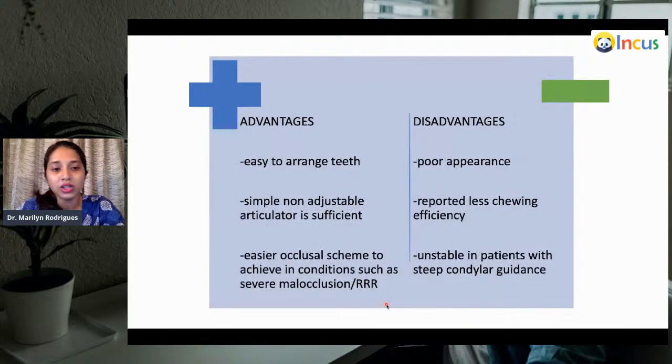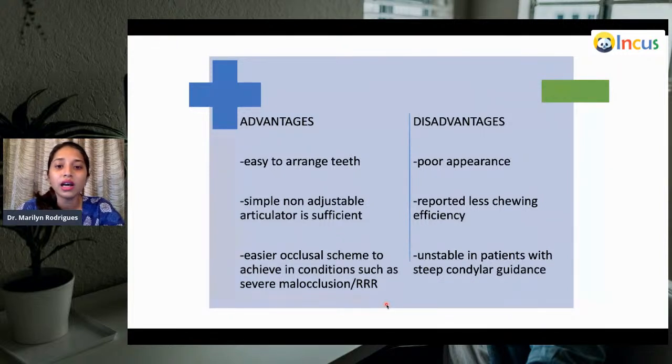Now, what are the advantages? Basically, the advantages of monoplane occlusion are that it's very easy to arrange. It is simple, and a non-adjustable articulator is sufficient. It is an easier occlusal scheme to achieve in severe malocclusion situations or in severe residual ridge resorption cases.